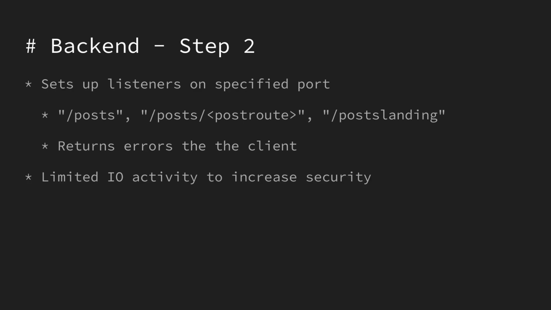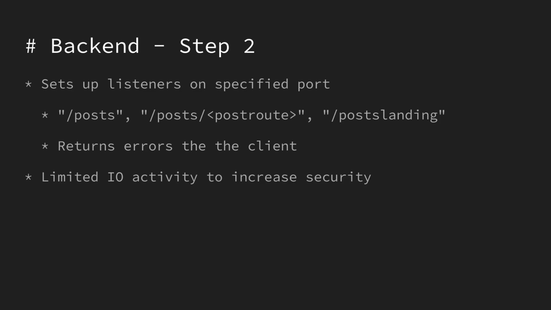Step 2. The Python application sets up listeners on a specified port. In debug mode, I use port 4000 on my local machine. And you see I have 3 endpoints listed. I have post route being an argument that gets piped into the function that processes it, and post landing.